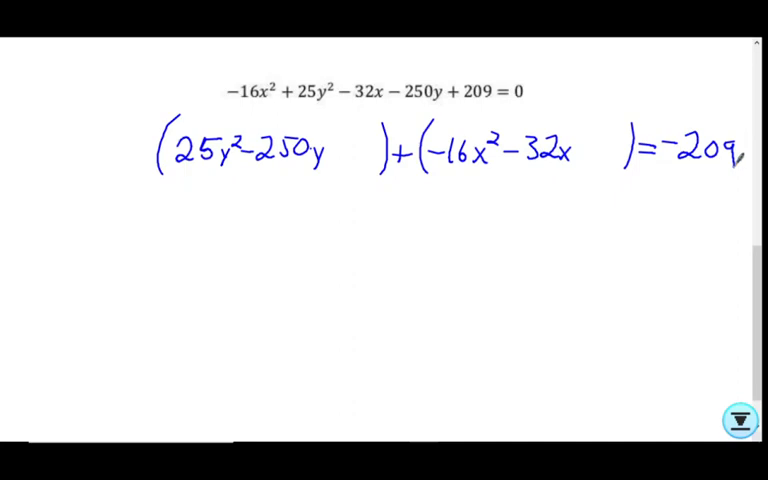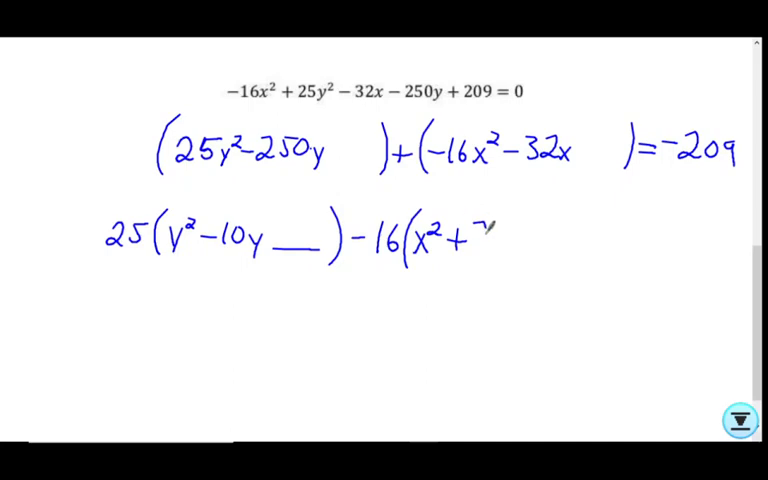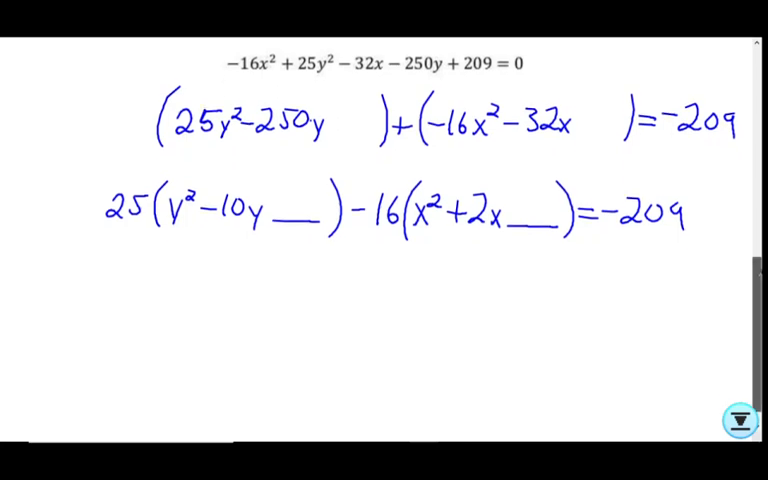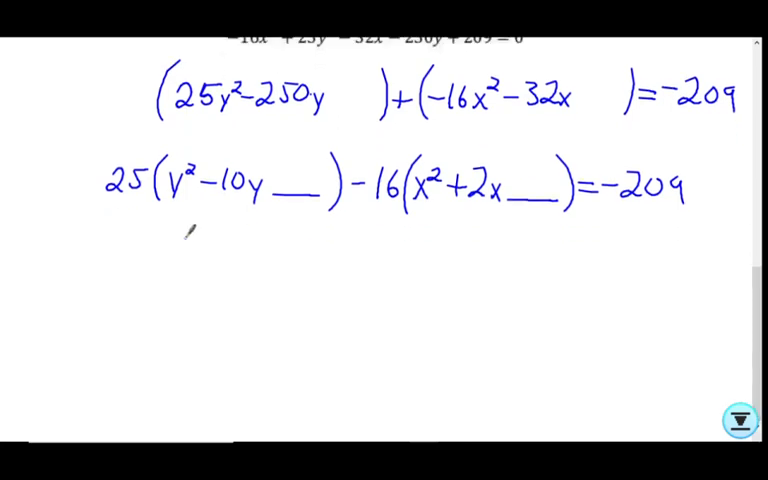Okay? So before I can complete the square, I've got to get those coefficients out front. So I factor out 25 for my y's, and I get y squared minus 10y, leave some room. Then for my x's, take out the negative 16, and I'm left with x squared plus 2x equals negative 209. Now this is where we complete the square.